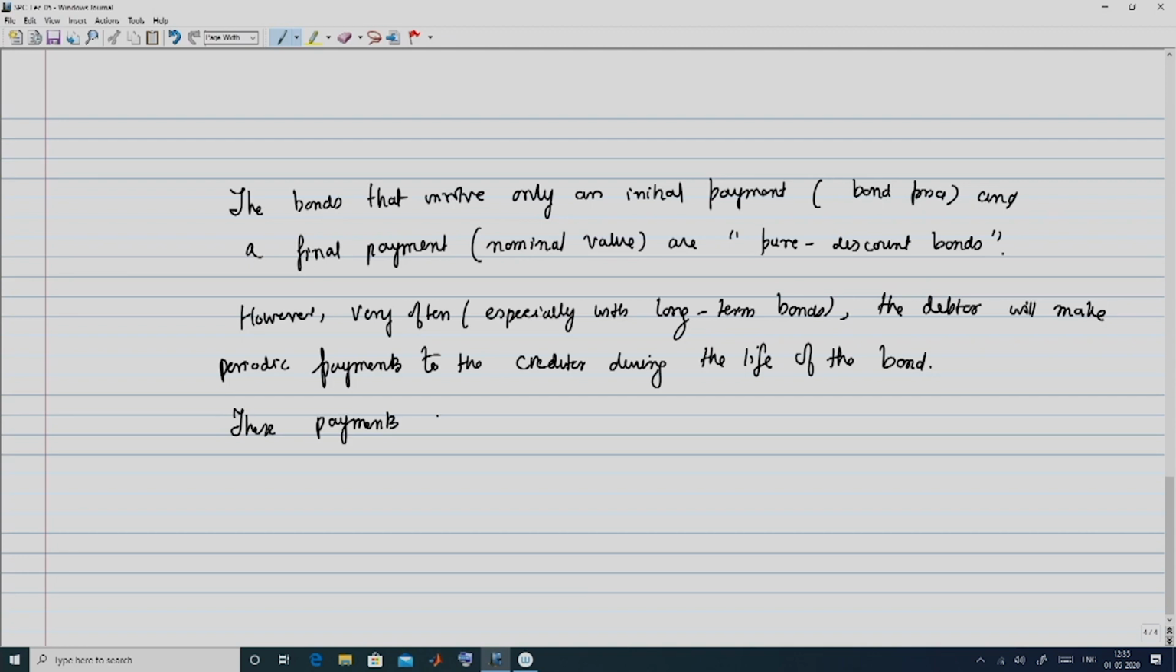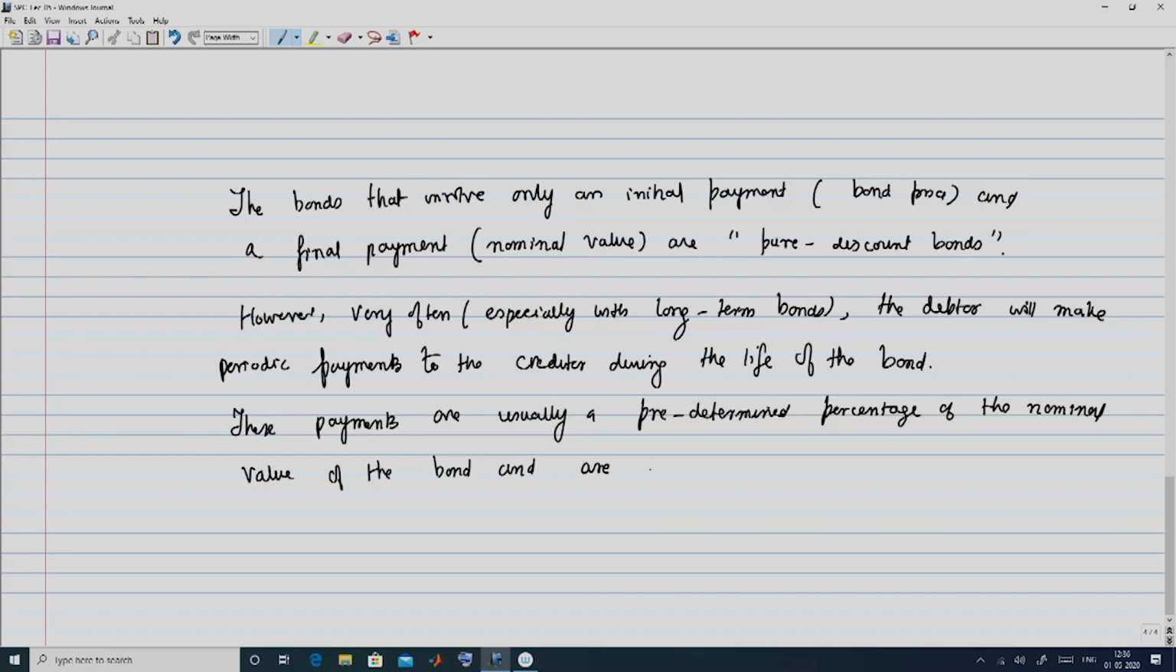Now, how are these payments calculated? These payments are usually a predetermined percentage of the nominal value of the bond and are called coupons. So, how does this arrangement of several payments at intermediate time points differ from the pure discount bond?